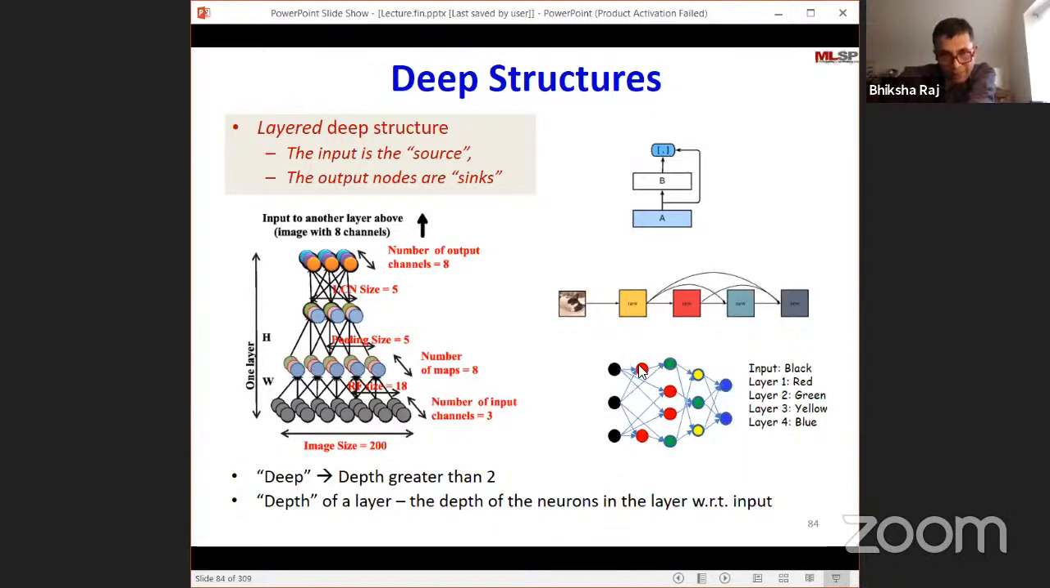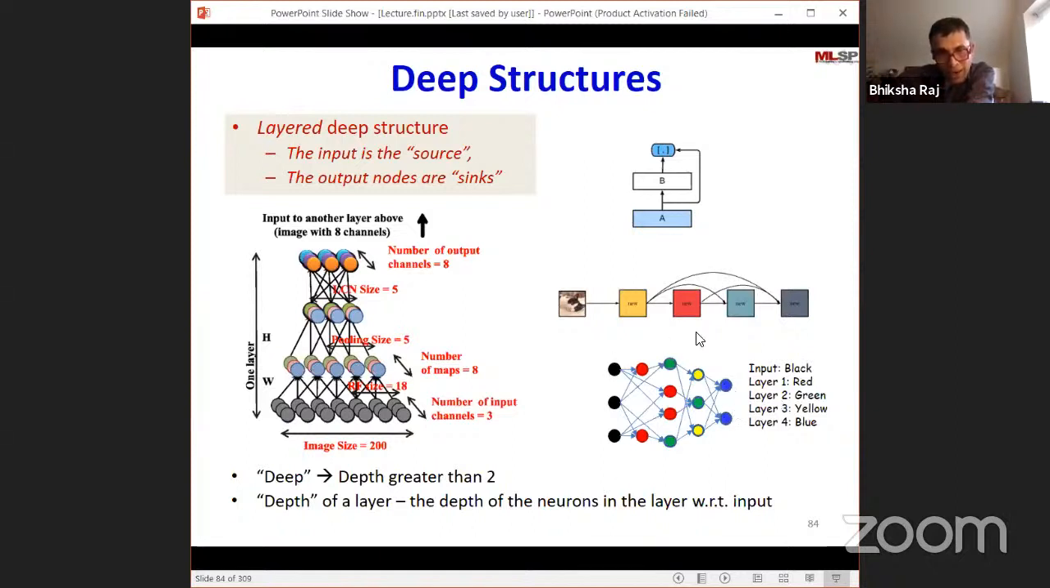So here, for example, these 4 red neurons are all at a depth of 1 with respect to the black neurons. So these 4 neurons are the first layer. These 3 green neurons are all at a depth of 2 with respect to the black neurons. So these 3 green neurons form the second layer. Not the yellow, green, and yellow ones, just the 3 green neurons form the second layer. The third layer is these 2 yellow neurons. These 2 yellow neurons are both at a depth of 3 with respect to the input. And so these are the third layer. And these 2 blue neurons are at a depth of 4 with respect to the input. So these form the fourth layer.